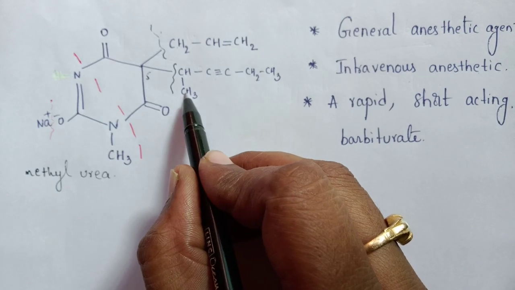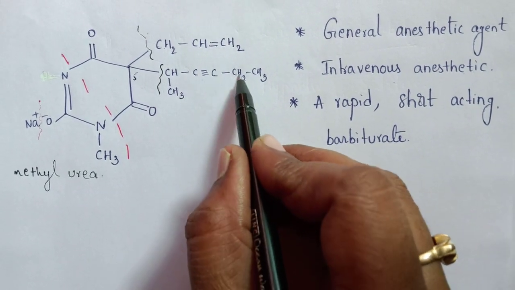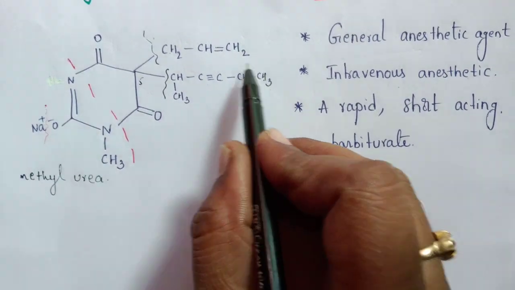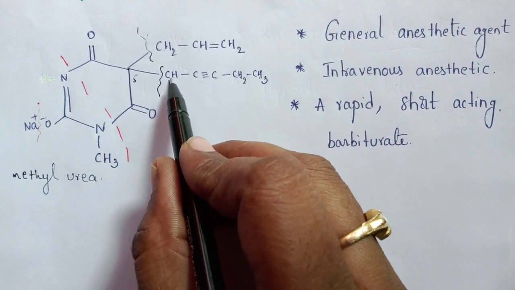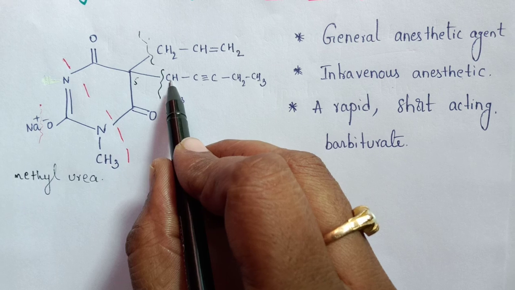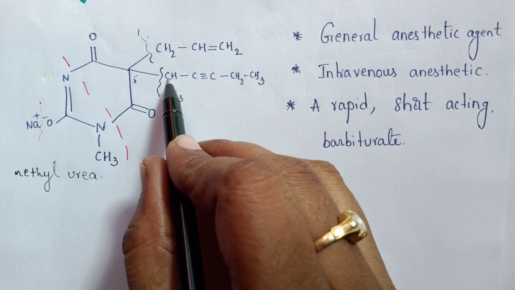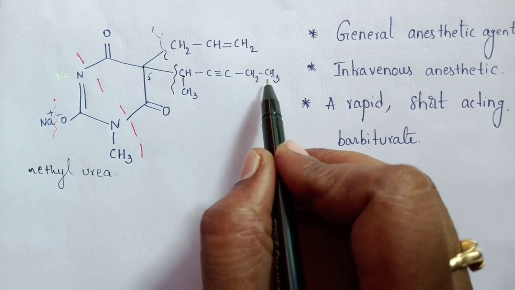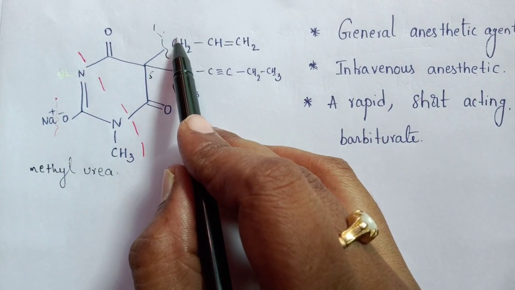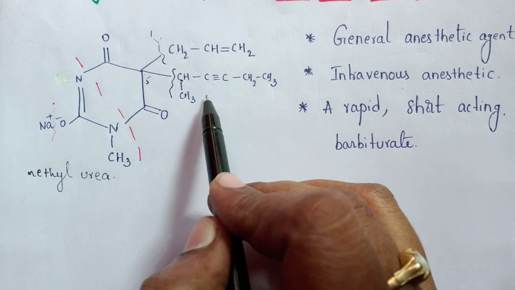This one is 1, 2, 3, 4, 5, 6: 6 carbon atoms with a triple bond. We can name it as hexane. At the second position, wherever we are attaching that carbon, it must possess a bromine. So it is 2-bromohexane and 3-bromopropene. These two are the starting materials.